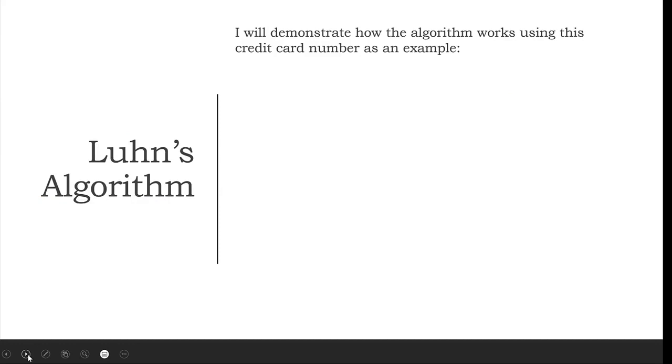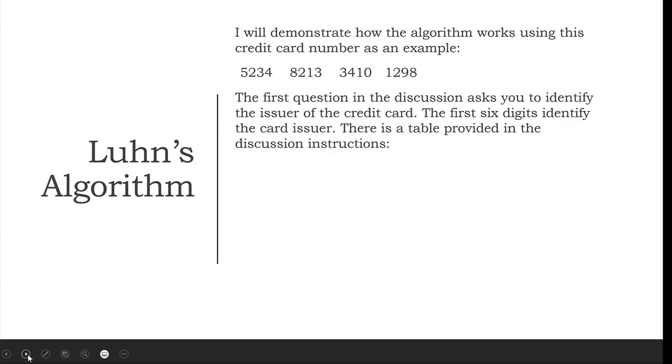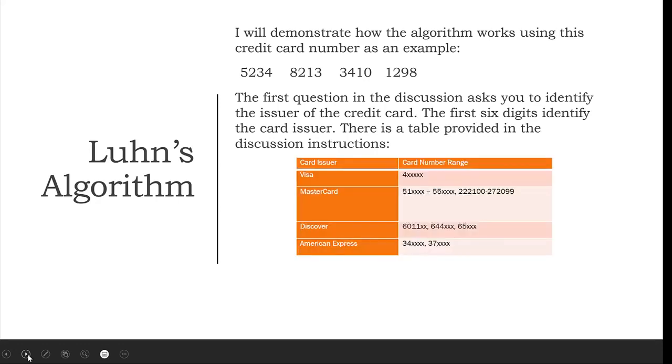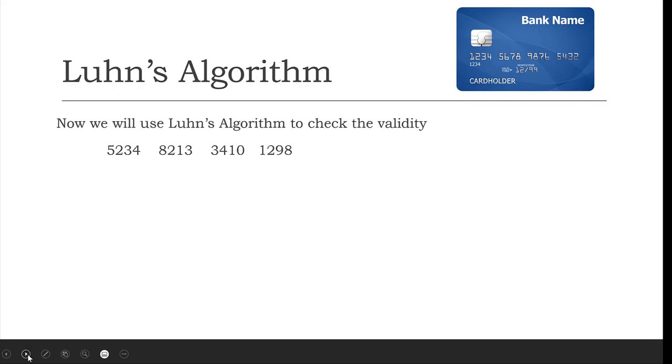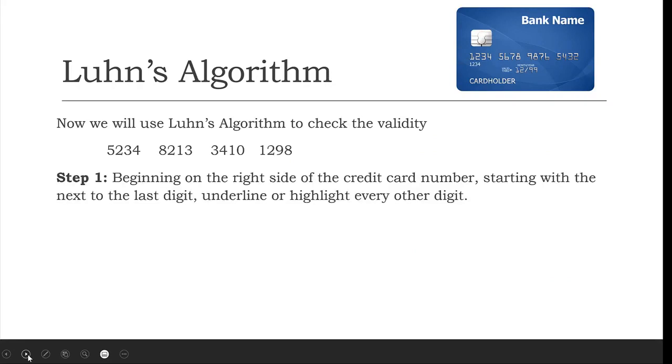I'll demonstrate how the algorithm works using this credit card number as an example. The first question in the discussion asks you to identify the issuer of the credit card, and remember the first 6 digits identify the card issuer, and there's a table provided in the discussion instructions. And we see that this credit card was issued by MasterCard because it starts with a 52. All right, so now we'll use Luhn's algorithm.